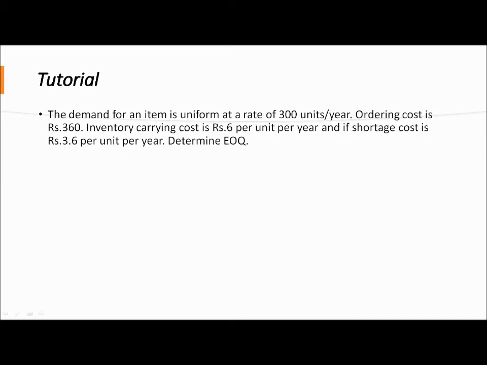In this particular question, the demand for an item is uniform at a rate of 300 units per year. So the value of A is 300 units per year. Now ordering cost is rupees 360. So what is ordering cost? That is the procurement cost, that is 360. The inventory carrying cost is rupees 6 per unit per year. So it is directly given. The value of C is 6 per unit per year. And the shortage cost is rupees 3.6 per unit per year. So what is a shortage cost? That is CB. CB is equal to 3.6 rupees. Determine the value of EOQ.